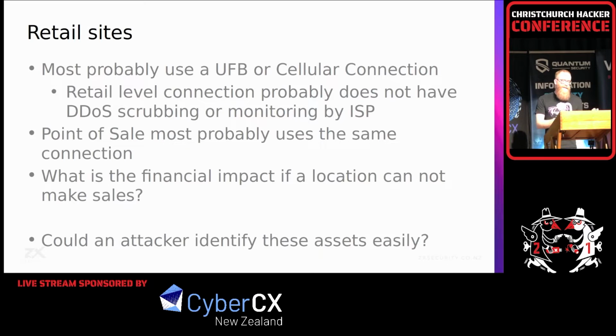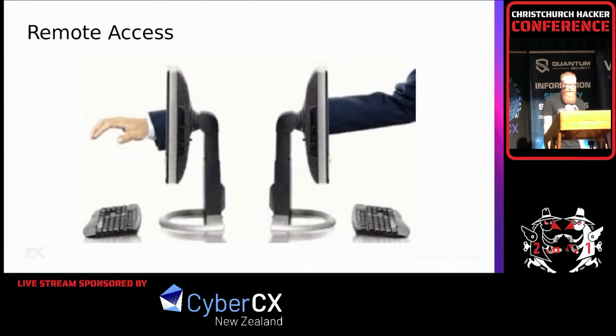So these are retail sites. As an attacker, I've found a retail site. I'm thinking chances are this is going to be on a UFB or cell connection. Chances are these aren't going to have DoS scrubbing or monitoring by the ISP because they're just normal residential style connections. But what are the chances that the point of sale and EFTPOS machine is using the same internet connection? So if I take that down, I'm also going to take down the point of sale. What's going to happen if the business can't do EFTPOS for a day, an hour? And can an attacker easily identify these? Well, look at those screenshots. Yeah, fairly easily.